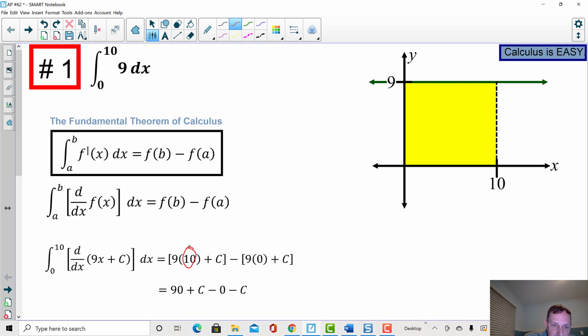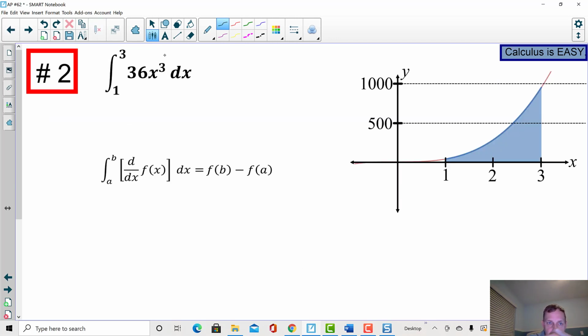But we want to evaluate it at the end first. So we're going to evaluate it at 10. Then we're going to put our minus. And then we're going to evaluate it at the beginning, so we're going to evaluate it at 0. Now look what happens when you put in your plus c. This piece is 90 plus c. And this piece, because the minus goes on both pieces, is going to be minus 0 minus c. So if you did put the plus c, it's the same constant. The plus c and the minus c are just going to cancel each other out, no matter what value of c you choose. And you're just going to be left with 90.